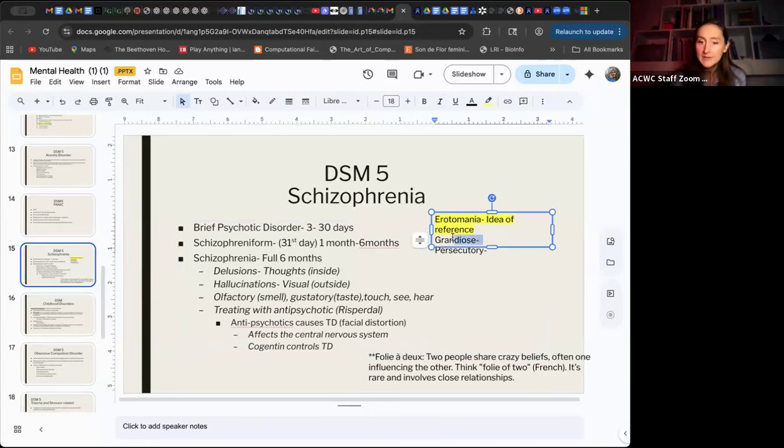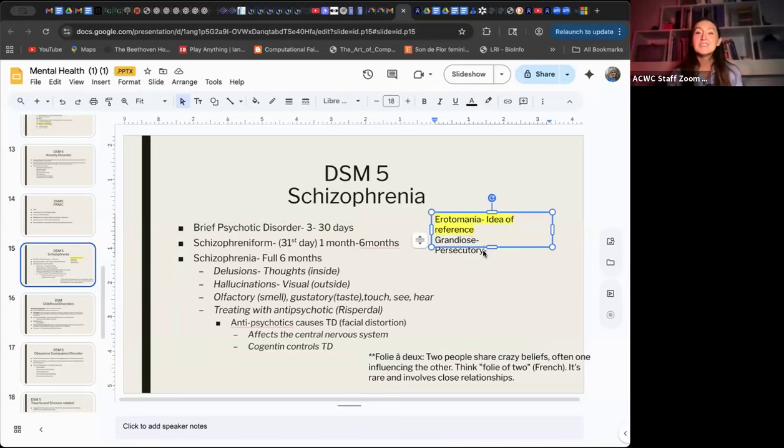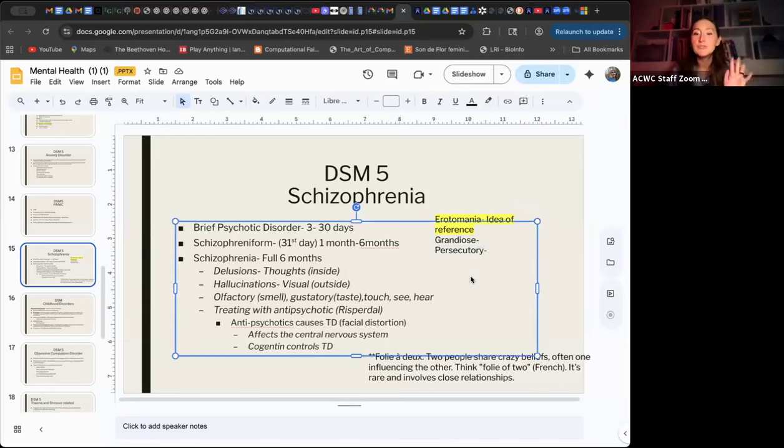And then, of course, you have the grandiose. I feel like that one's kind of obvious, right? And then persecutory. Okay, what a word. I hope I just said that right. So with this one, obviously, they think they're being persecuted, but it's not just like a paranoid personality disorder. This will be at the delusional level, okay? And there are more. You can look them up. These are three of the biggest ones, which is why they're on the slide, for the test, okay?